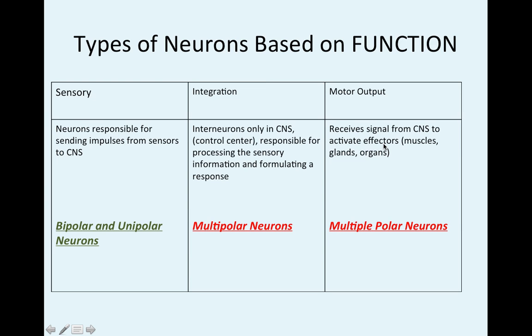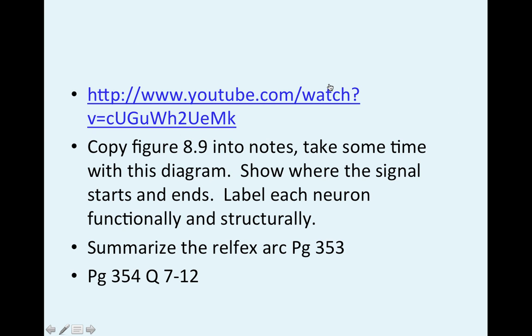So really, when you look at the feedback systems, we've got sensor neurons. We've got control center, and they're the integration neurons. And then we've got effector, and those are the motor output neurons. And those are the three that I really want you guys to focus on.